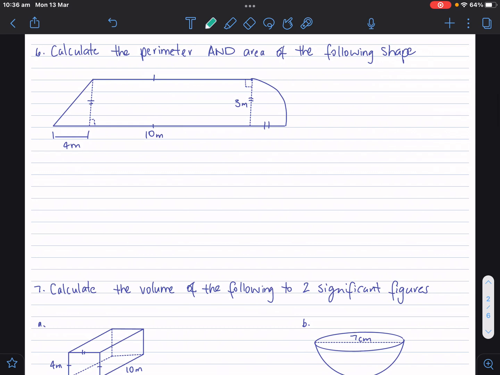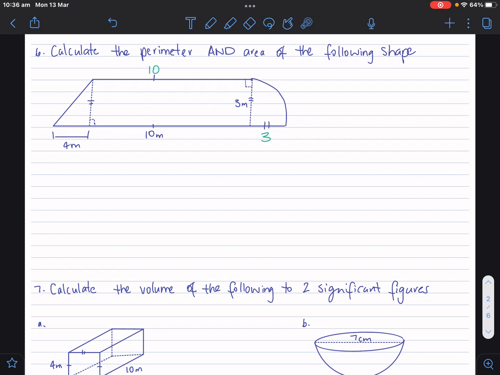Question 6. Calculate the perimeter and the area of the following shape. Now, in order to do perimeter, I need to know all the outside lengths. I know that's 10. I know that's 4. I know this is 4 as well, because you can see this is 3. How do I know it's 3? Because those two lines mean they're all equal. So I'm going to write that there. That's 3. I know that's 10.